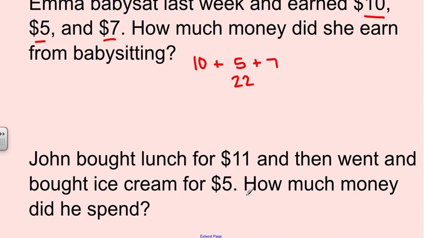Jim bought lunch for $11 and then went and bought ice cream. How much money did he spend? He spent $11 for lunch, $5 for ice cream, for a total of $16.